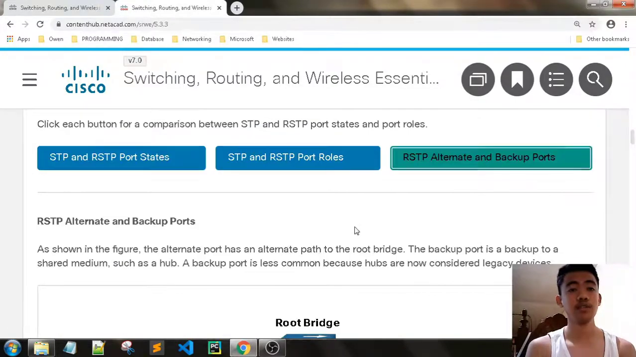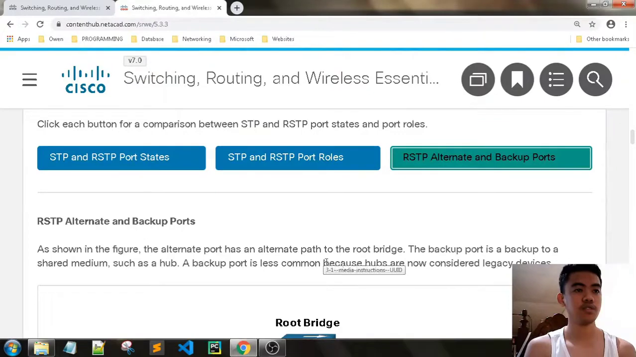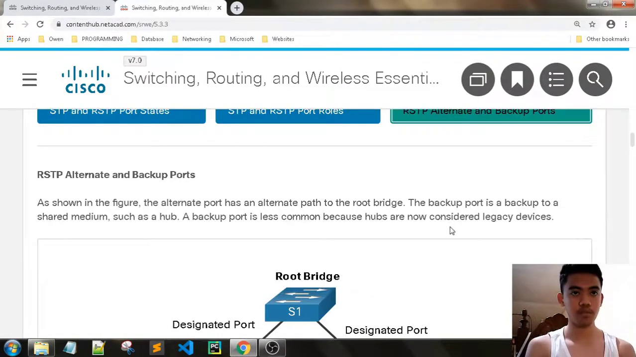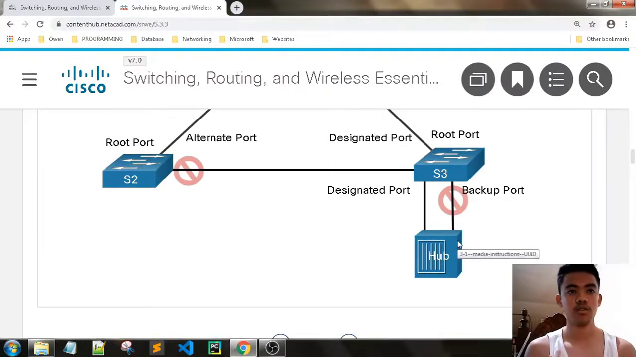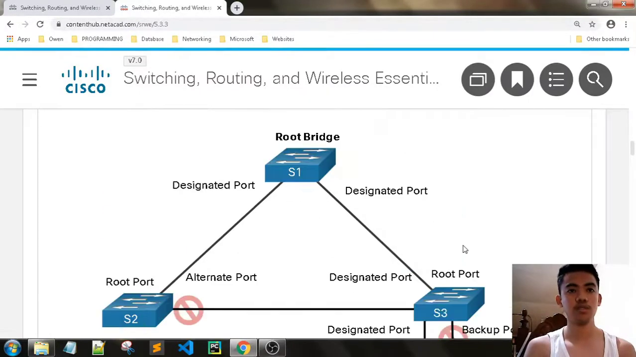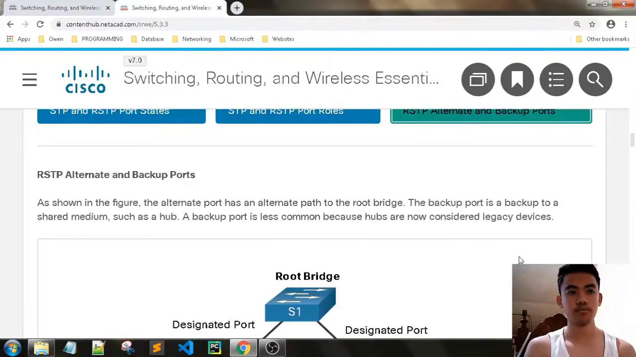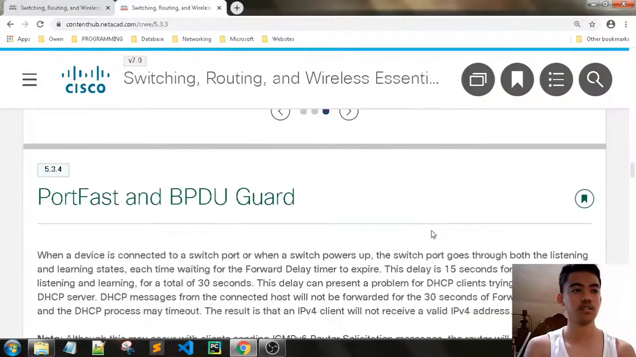So RSTP alternate and backup ports. The main difference is that the alternate port has an alternate path to the root bridge. As you can see on the diagram, the backup port is a backup to a shared medium such as a hub. This backup port is considered for legacy devices, so it is less common nowadays.